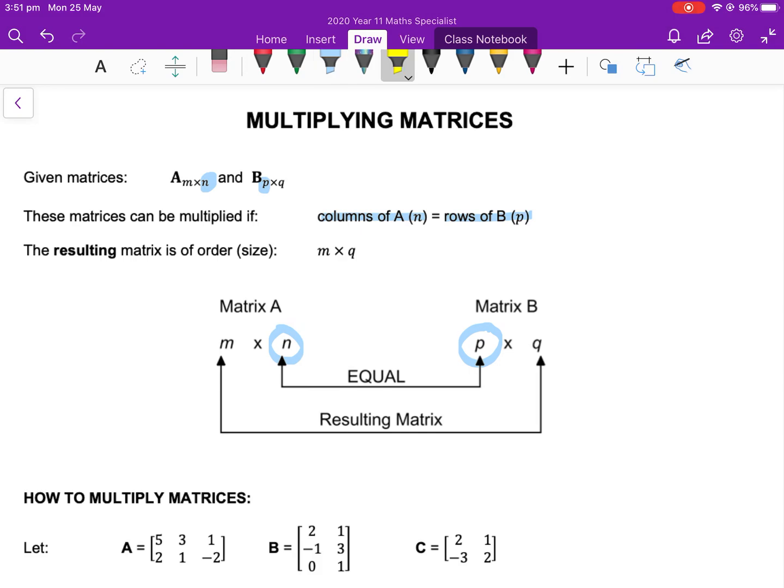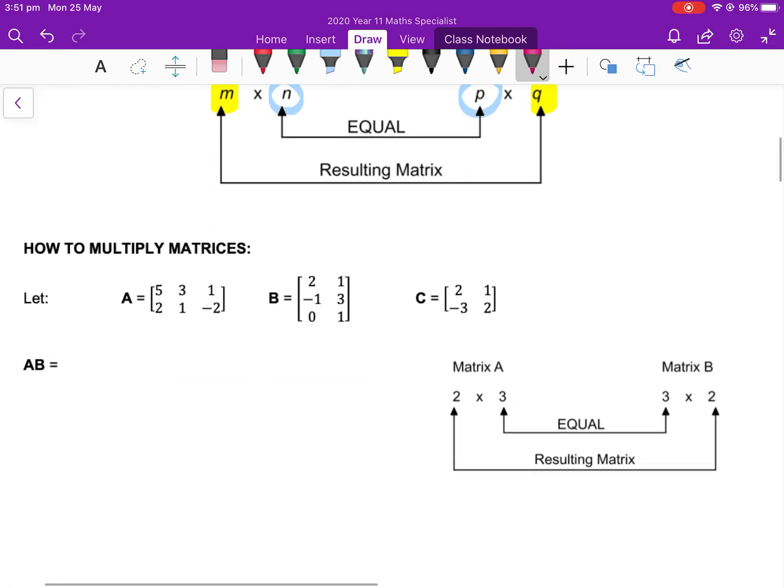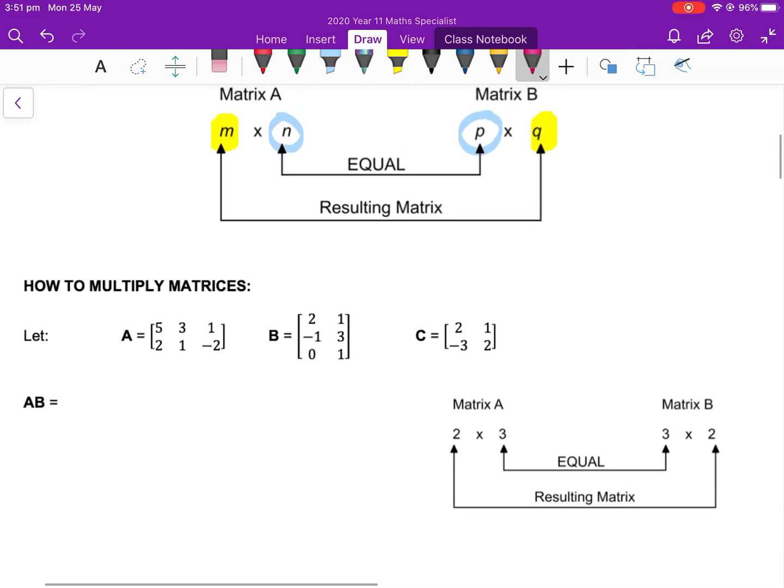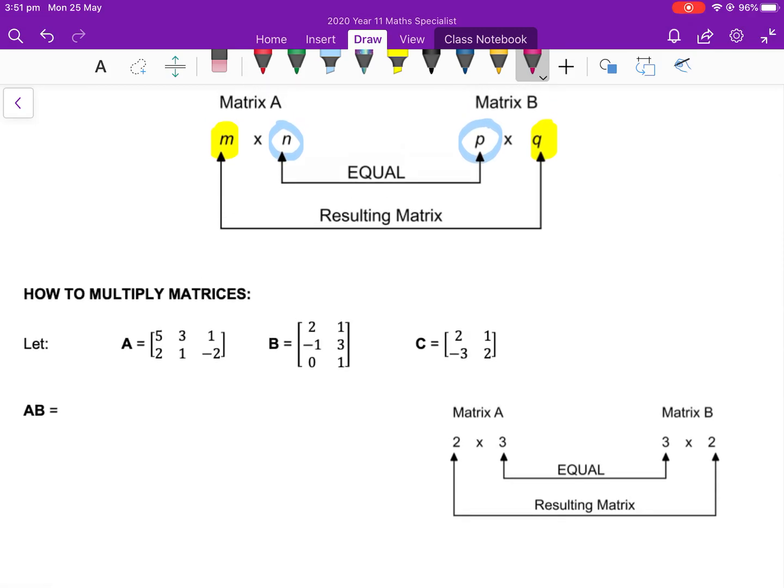The resulting matrix after multiplication will have size of the rows in the first matrix times the columns in the second. So let's actually see this in action with some proper matrices to make sense of it. So we've got matrices A, B and C as follows. Matrix A is a 2 by 3 matrix. Matrix B is a 3 by 2 and matrix C is a 2 by 2. So we're going to try and find the multiplication of matrix A times matrix B.